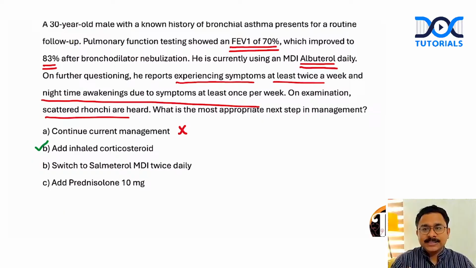So ICS LABA combination. Although in this particular question, the patient is on albuterol, which is a short-acting beta agonist, but still it is usually a LABA plus ICS that is preferred. Next is switch to salmeterol, which is a long-acting agent. But again, if you compare option B and option C, my preference will always be an inhaled corticosteroid. Inhaled corticosteroid has to be the preference here.